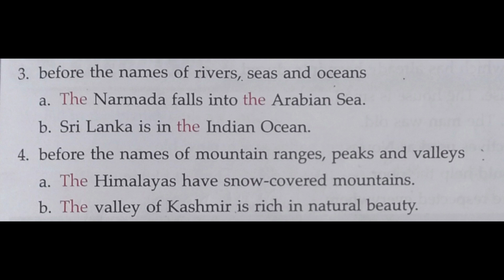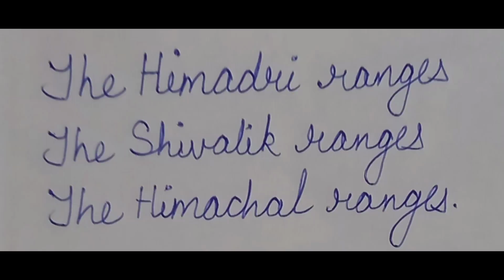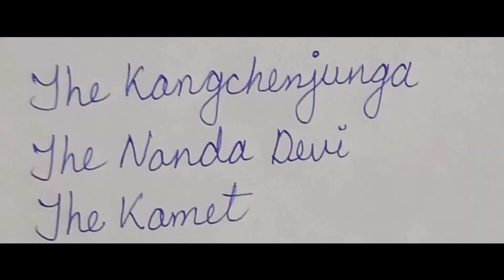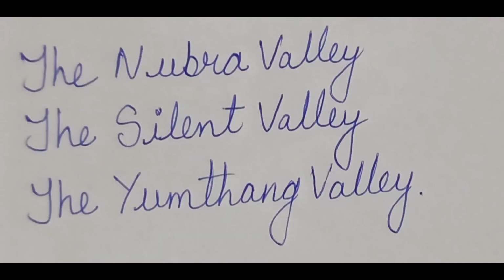Number 4. Article the is used before the name of mountain ranges, peaks, and valleys. So, whenever we are using the name of mountain ranges, peaks, and valleys, we have to use the article the before it. For example, we will call it the Himadri ranges, the Shivalik ranges, the Himachal ranges, etc. The name of peaks we will call as, for example, the Kanchanjunga, the Nanda Devi, the Kamet, etc. The name of valleys we will call as, for example, the Nubra Valley, the Silent Valley, the Yumthang Valley, etc.